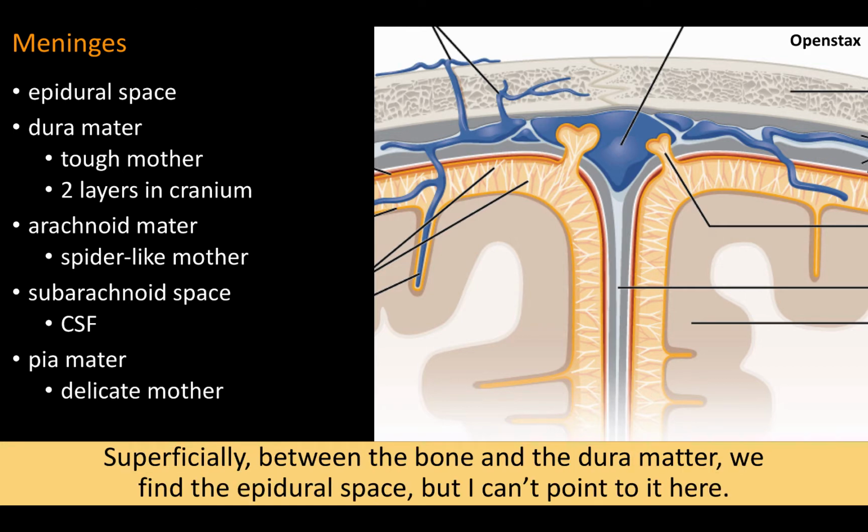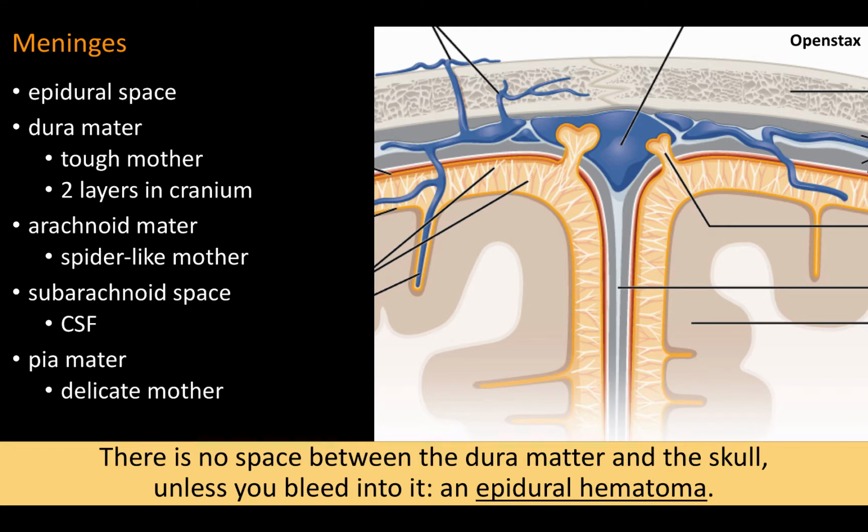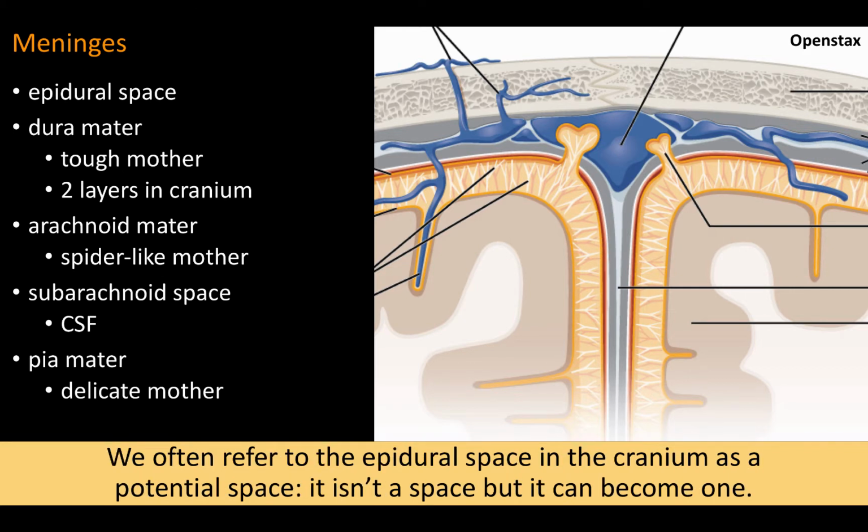Superficially, between the bone and the dura mater, we find the epidural space, but I can't point to it here. There is no space between the dura mater and the skull, unless you bleed into it, an epidural hematoma. We often refer to the epidural space in the cranium as a potential space. It isn't a space, but it can become one.